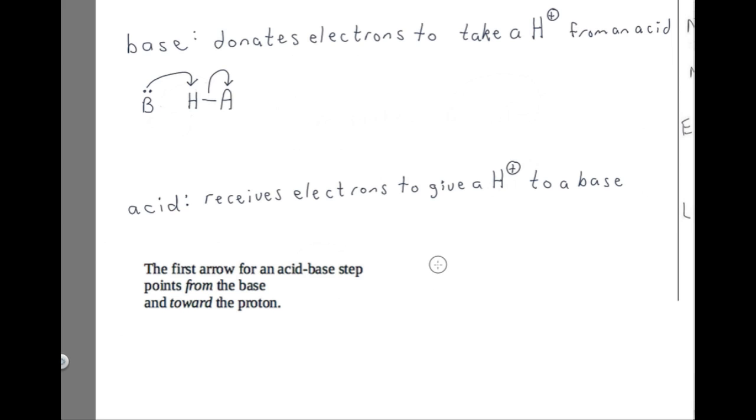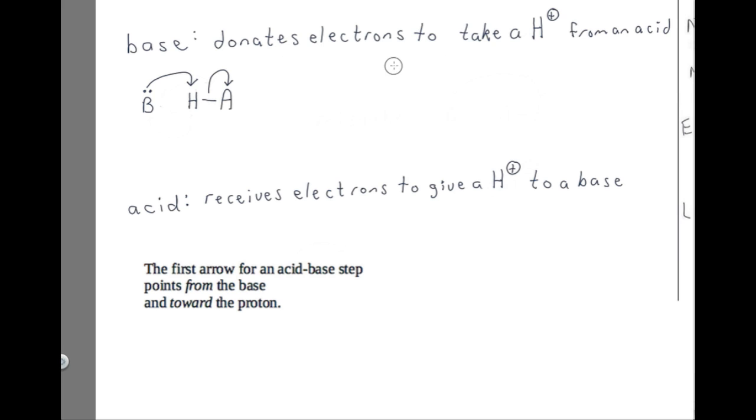Because students have so much trouble drawing the electron pushing arrows for an acid-base step, you might find it helpful to memorize this slogan. The first arrow for an acid-base step points from the base towards the proton. From the base towards the proton. Of course, you shouldn't have to memorize this. You should be able to figure it out. Since a base donates electrons, it should make sense that the arrow points away from the base. And since the base is taking a proton, it should make sense that the arrow points towards the proton. You should be able to figure this out from the definition.